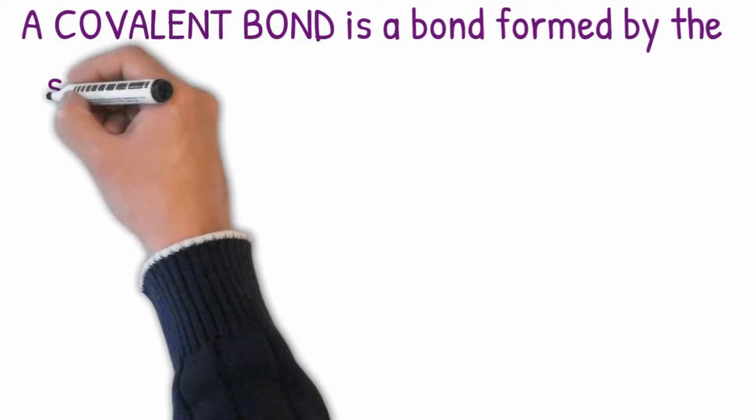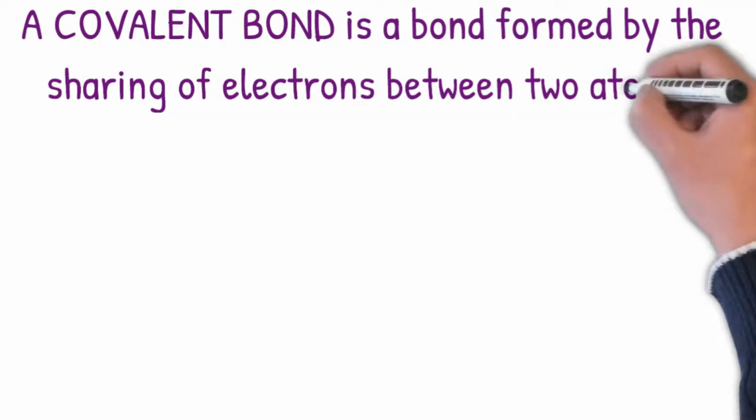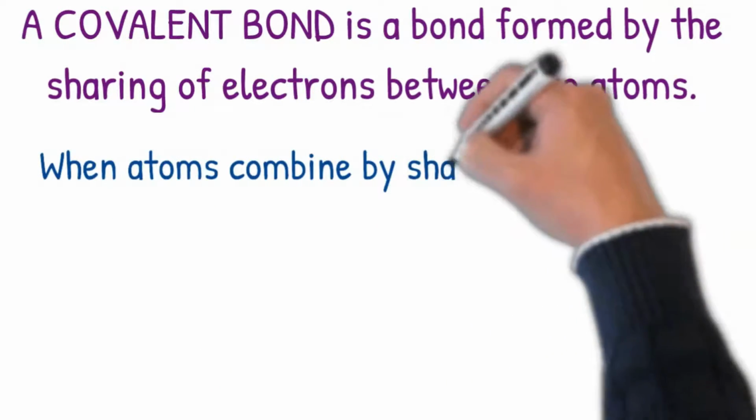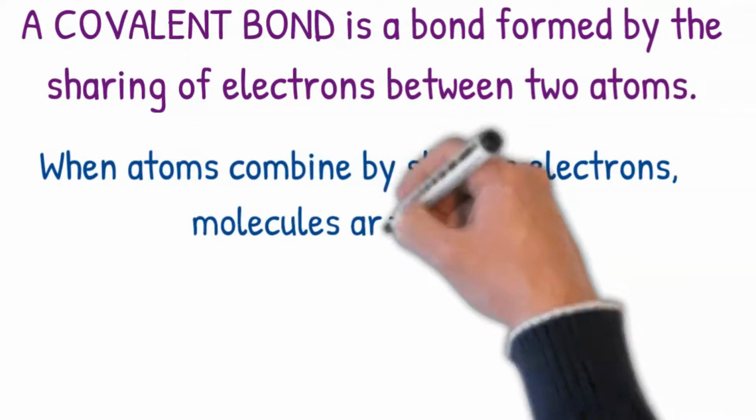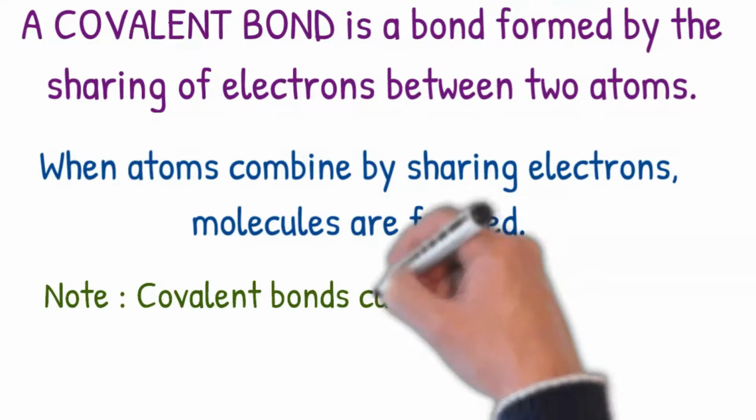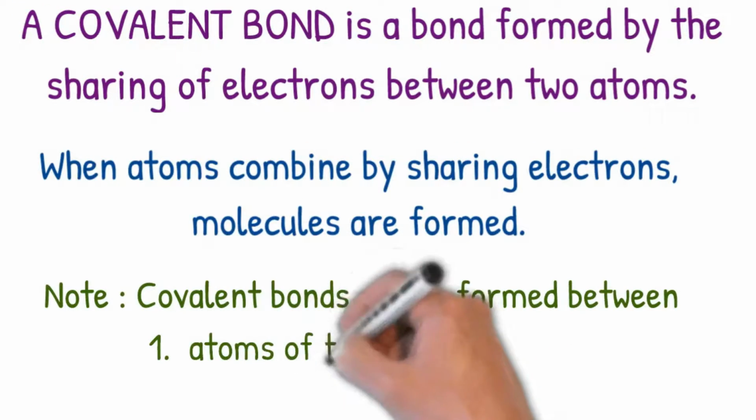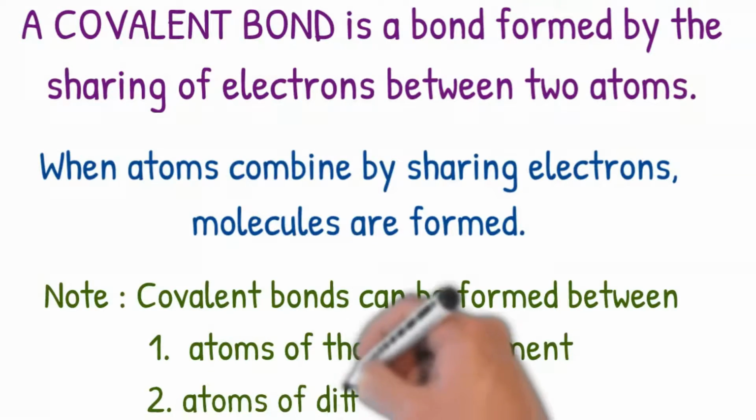A covalent bond is a bond formed by the sharing of electrons between two atoms. When atoms combine by sharing electrons, molecules are formed. Note: covalent bonds can be formed between atoms of the same element and atoms of different elements.